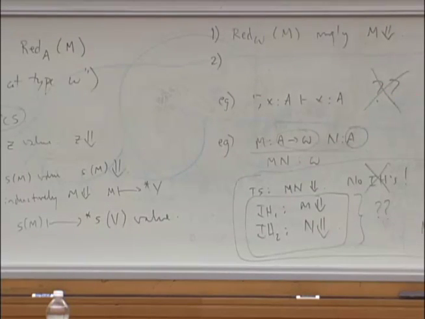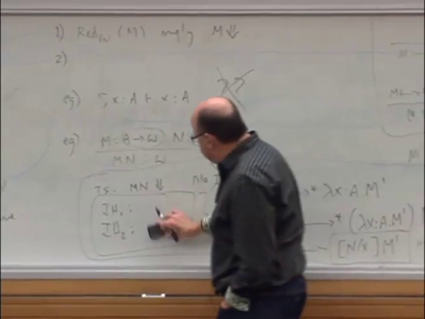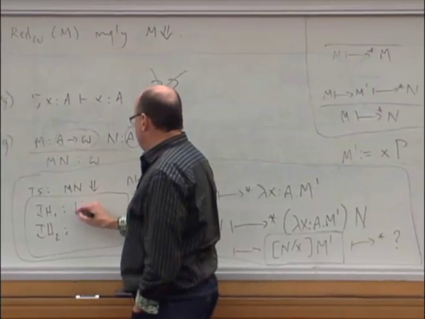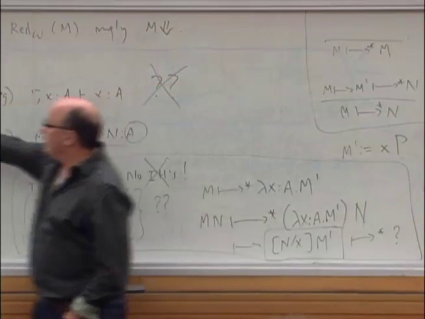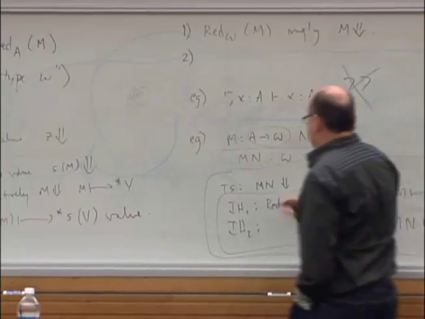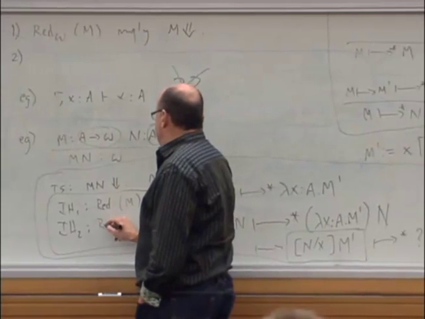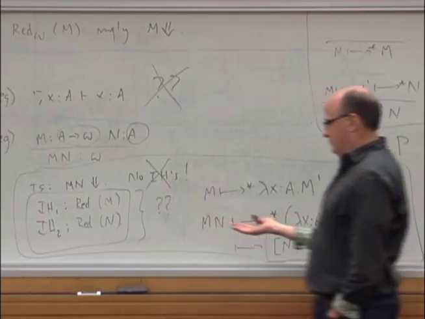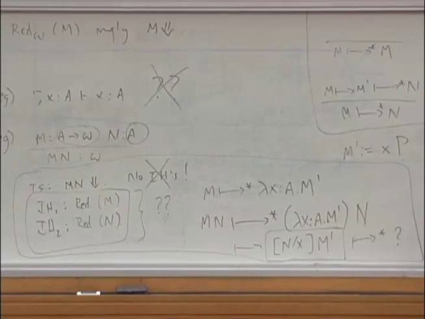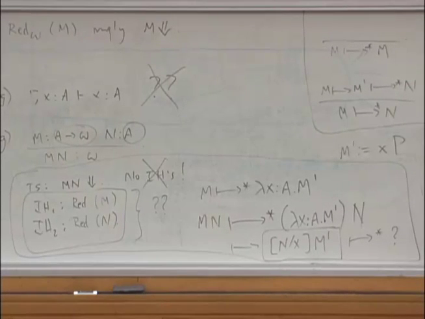Now I need some other condition. If you look at this theorem again and just magically replace these by reducible, and in fact, even the jump to reducibility at a type is a bit of a jump, but let me omit that for a minute. I know that M is reducible, N is reducible. Not merely that it terminates, but that it's reducible.